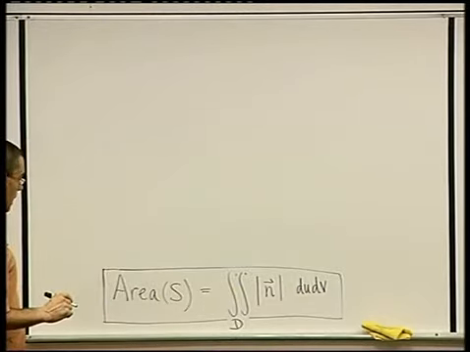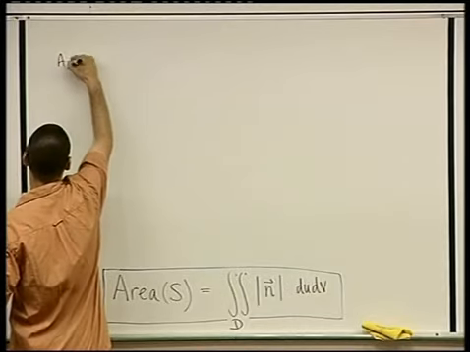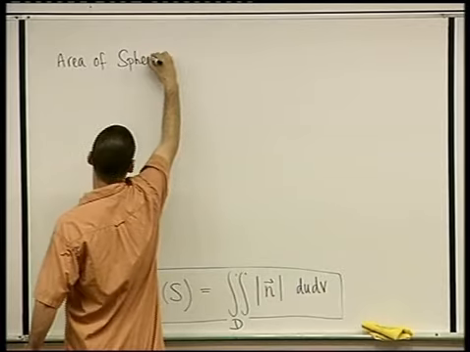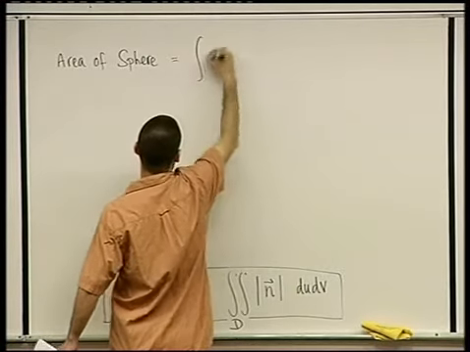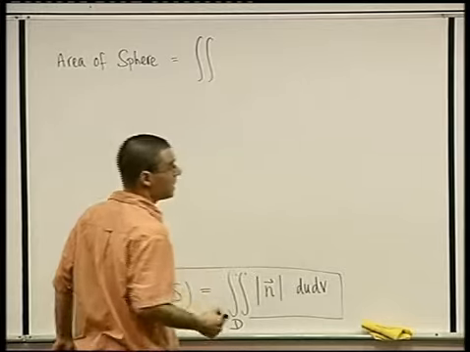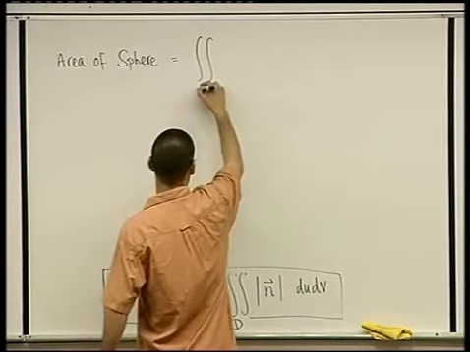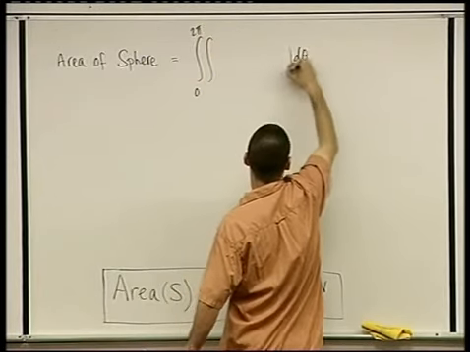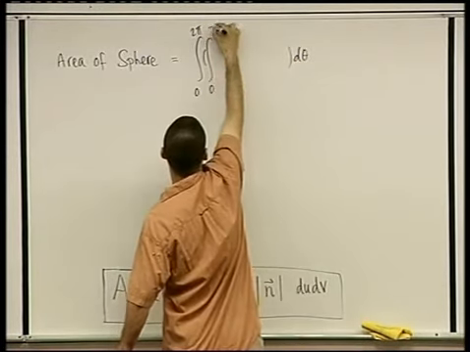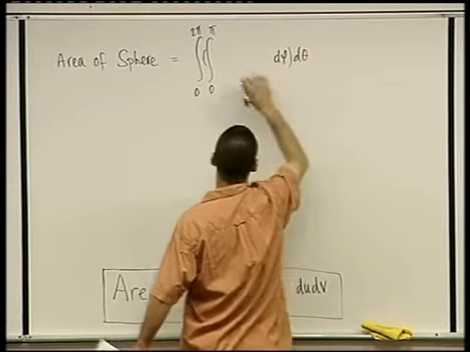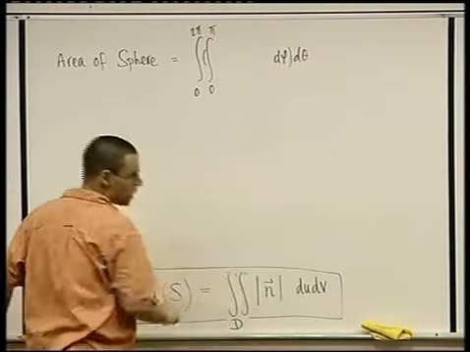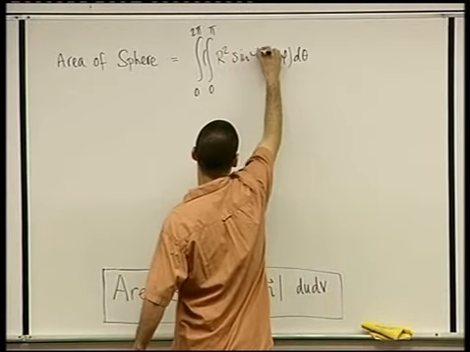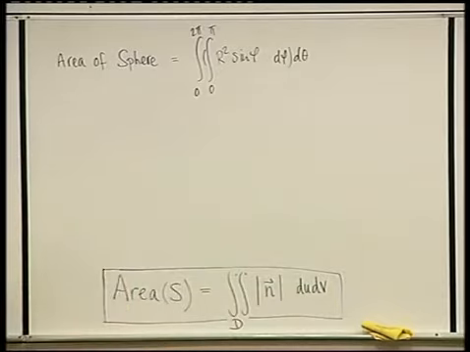Okay, so the area of the sphere is the double integral over the domain. Let's write it as an iterated integral right away. So from 0 to 2 pi d theta of the integral from 0 to pi d phi. And now I need to plug in here the length of the normal vector, which we calculated, r squared sine phi. Good?